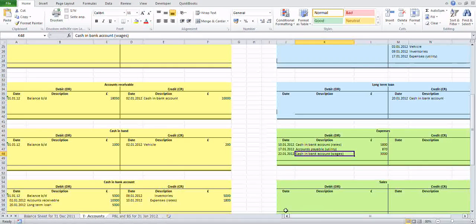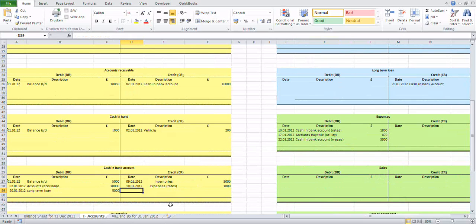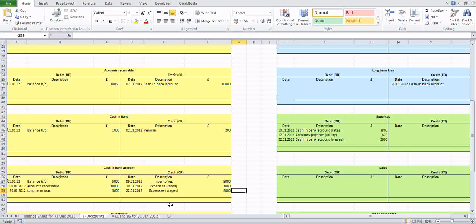Let's move over to the cash in the bank account. Since we're paying, this decreases our bank account on the 22nd. Expenses again. This time the wages, £3,000. Very good, that was the 7th transaction. Let's look at the last transaction before we can close the accounts. The 8th transaction takes place on the 30th of January.